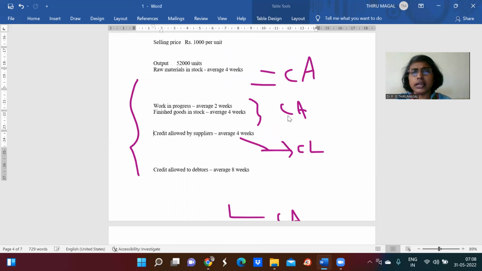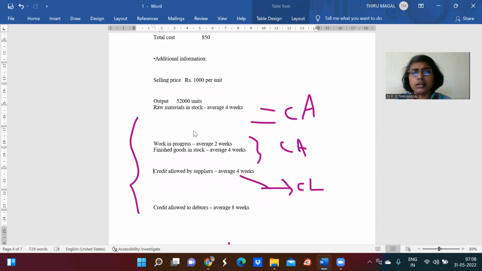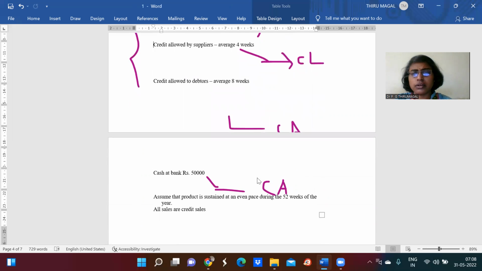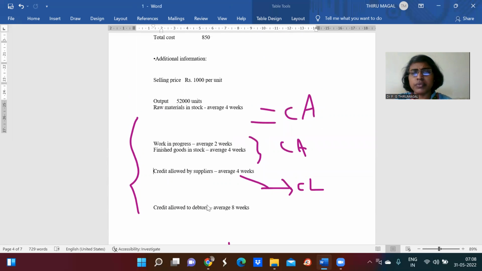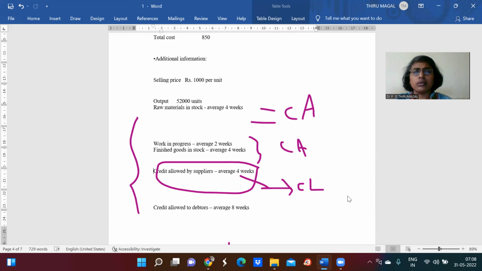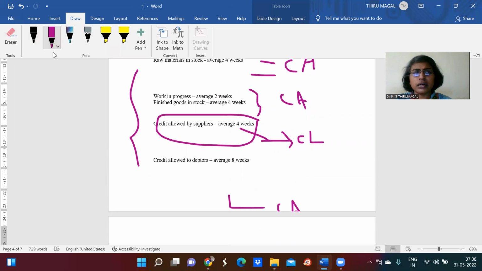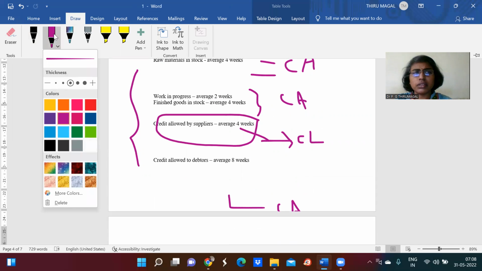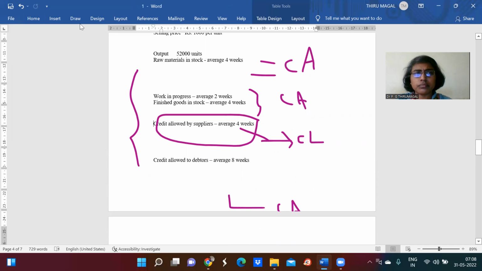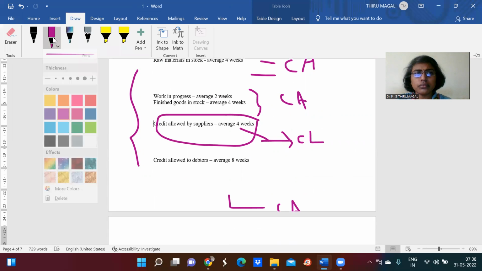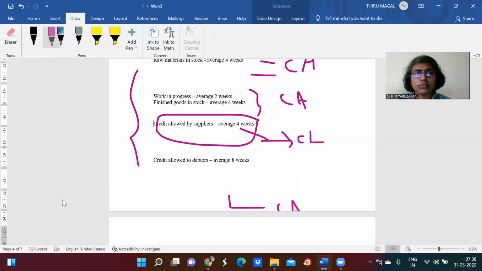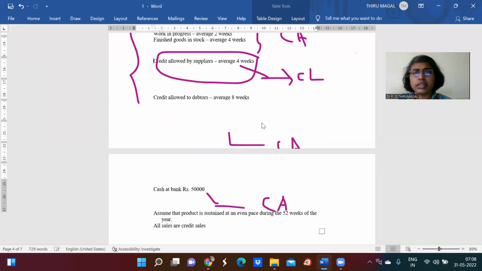So now these are all the data that are given in the problem. We know that there are 5 current assets given in the problem, and the only current liability given in the problem is the suppliers, or the creditors of the company. So now with this data, we can go ahead with the calculation.